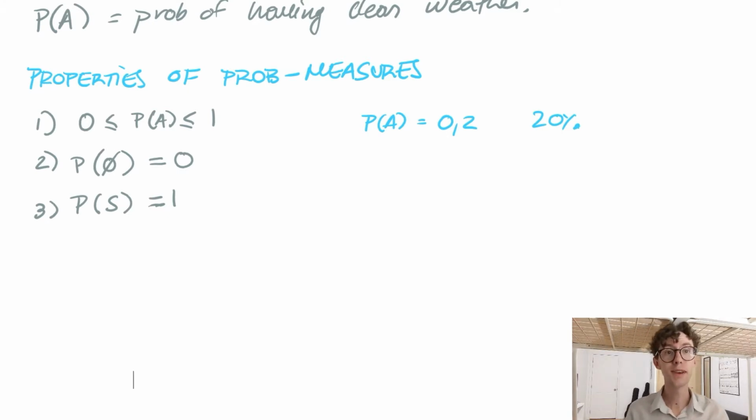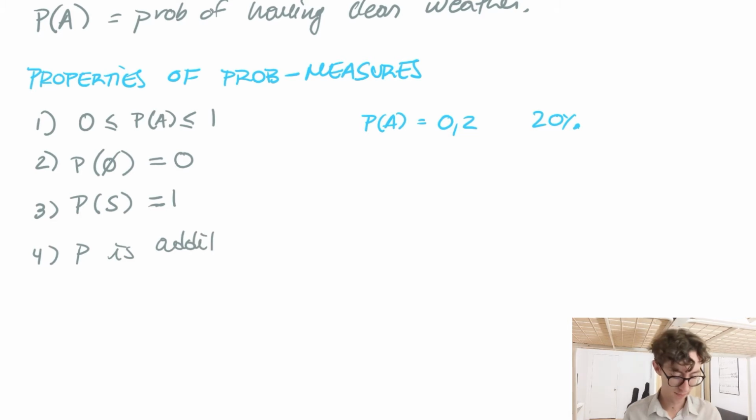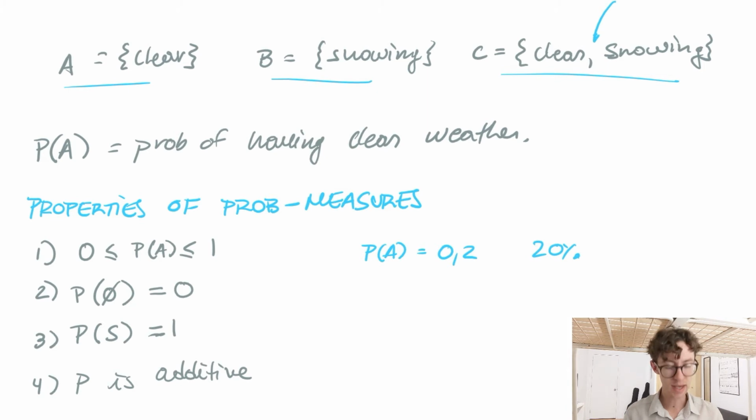Now the fourth property is a bit more complicated to understand, but we'll get there, especially after we study Venn diagrams that I'll be introducing later. The fourth property states that probability measurements, so the P, is additive. What does that mean? It means that I can add the probabilities of things to know the overall probability of it happening. So for example, here we had the event A is that it's clear tomorrow. The event B is that it's snowing tomorrow. The event C is that it was clear or snowing tomorrow, right?